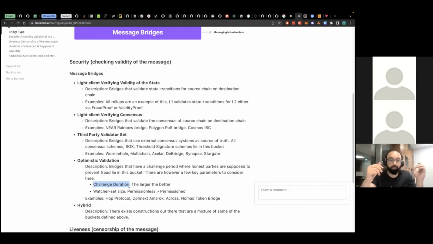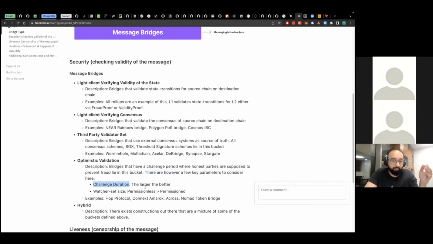So there are two key parameters here that we think are extremely important, and these are what people usually play around with. One is challenge duration. The larger the better, because it gives more time for the system to report frauds, right? And we've seen some attacks happen on Ethereum before, during its early days, where there was some kind of censorship attack or DOS attack, where people were not able to send transactions on Ethereum for a while.